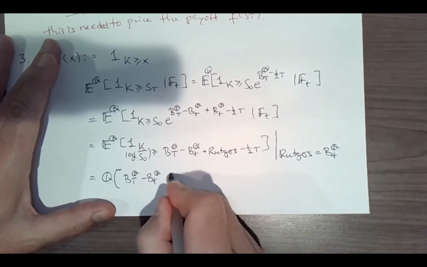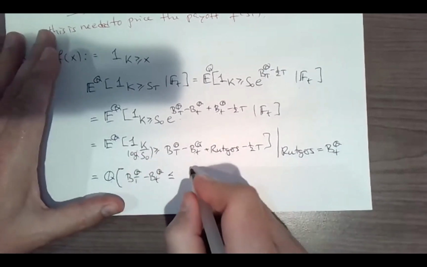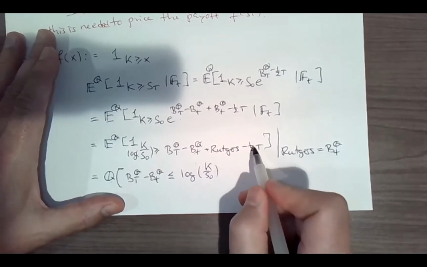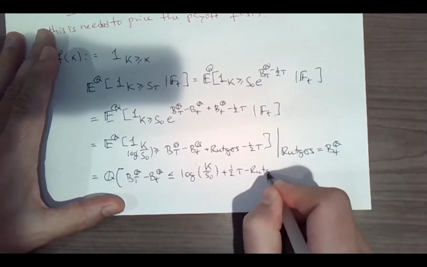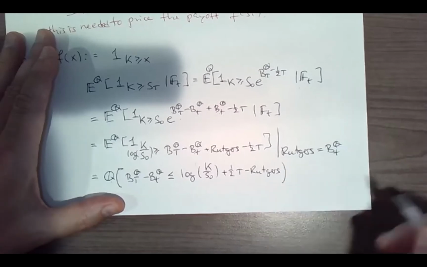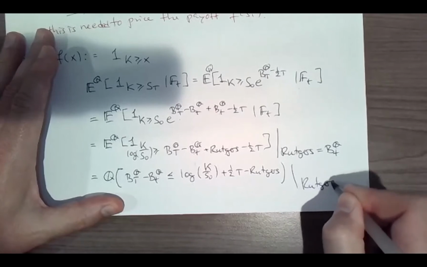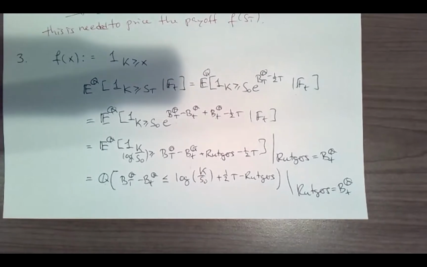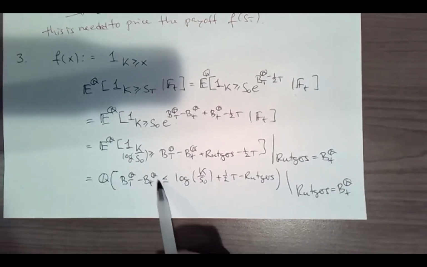That thing is small. And then I move all the other stuff to the other side. I'll get log K over S_0 plus 1/2 t minus my Rutgers. When I'm done computing, I'll put Rutgers equal to the Brownian motion. So I'm allowed to express everything here in terms of the normal distribution and the normal density. And the random quantity is this one.